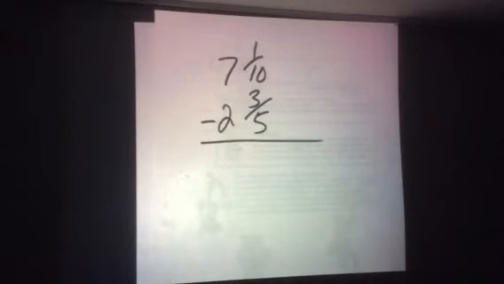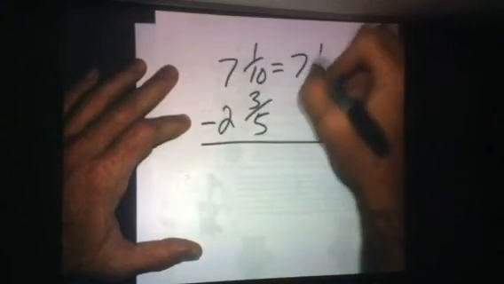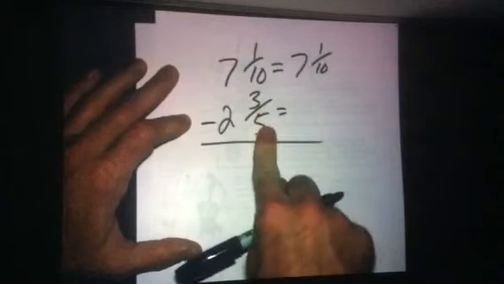All right, so I'm just going to do a few more. These are kind of my backup ones. So same idea, I'm going to rewrite. This is equal to 7 and 1/10. I need to make a common denominator. That common denominator is 10. This is going to be 2 and 6/10.